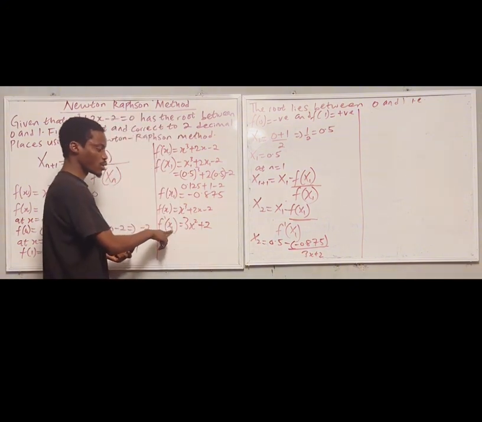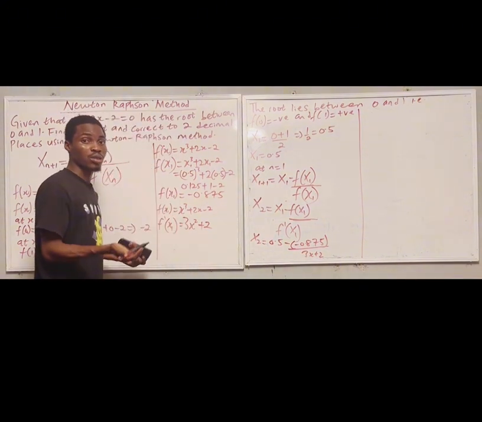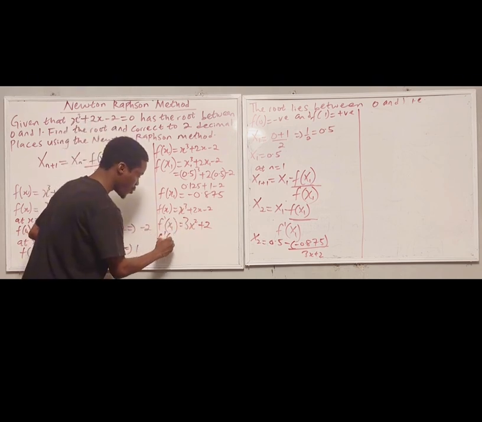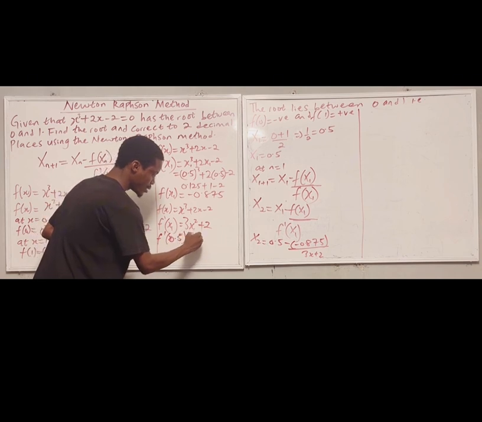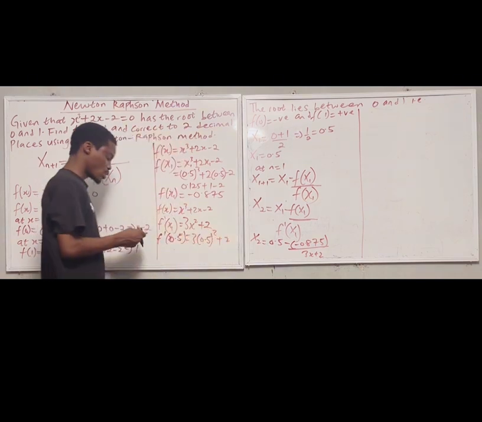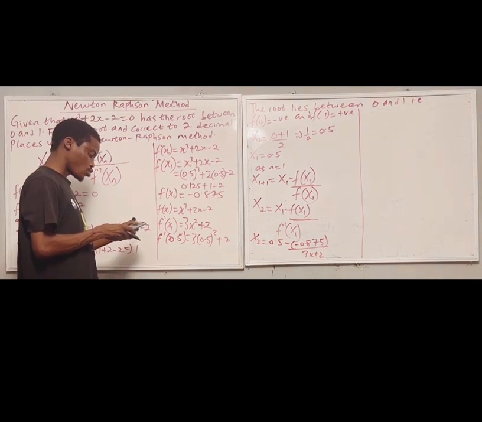So what's my x1 already? My x1 is 0.5. So for me to get the value for 3x squared plus 2, I'm going to have f prime of x1, 0.5, as 3 into 0.5 squared plus 2. So 0.5 squared, I'm going to have what?